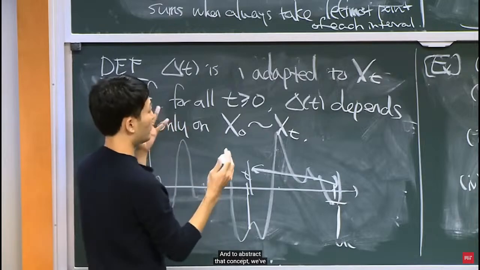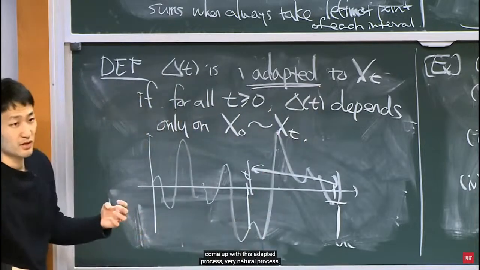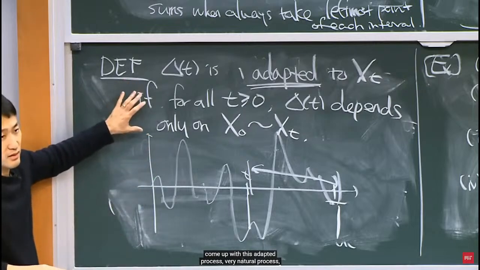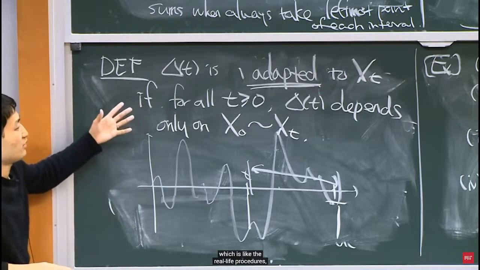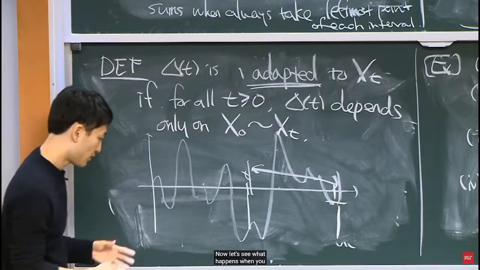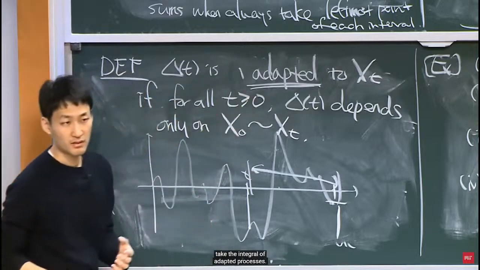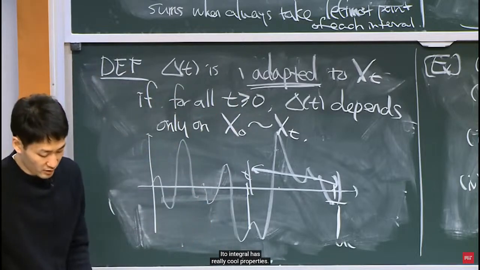To abstract that concept, we come up with this adapted process. It's a very natural process, like the real-life procedures and strategies we can think of. Now, let's see what happens when you take the integral of adapted processes. The Ito integral has really cool properties.